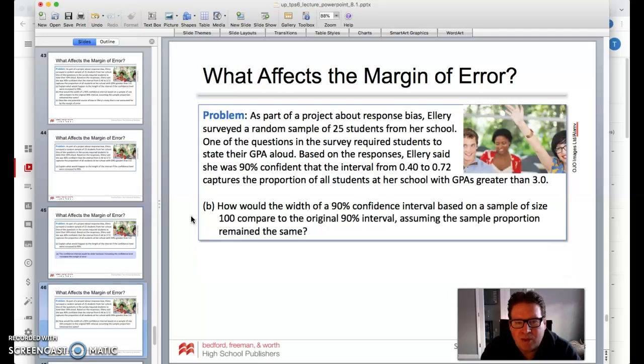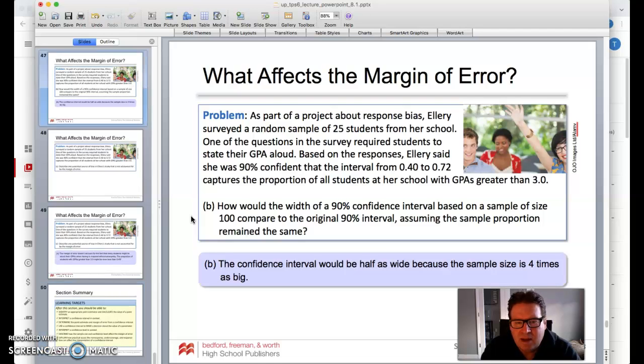Now, how would the width of a 90% confidence interval based on a sample size of 100 compare to the original? Again, we're increasing the sample size from 25 to 100, so that's 4 times bigger, so the confidence interval would be half as wide. We reduce that margin of error by half. So that's a nice way of increasing or decreasing your margin of error, I should say.